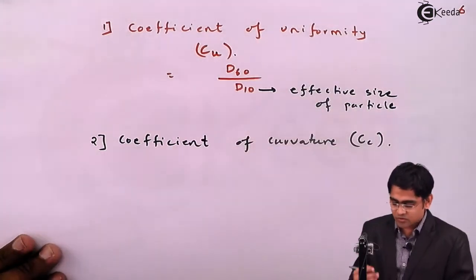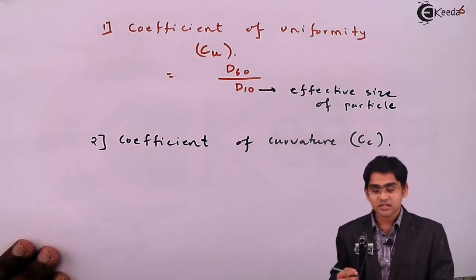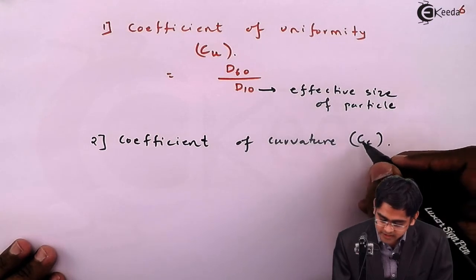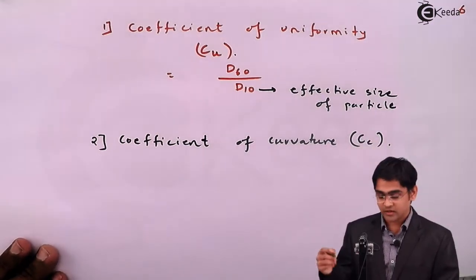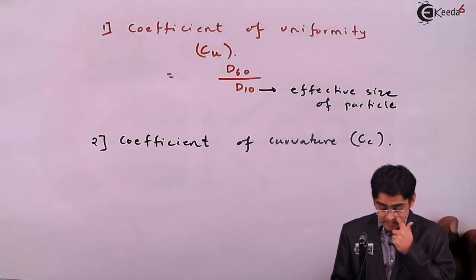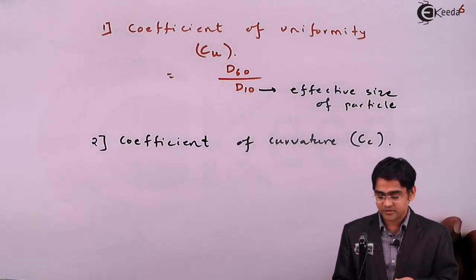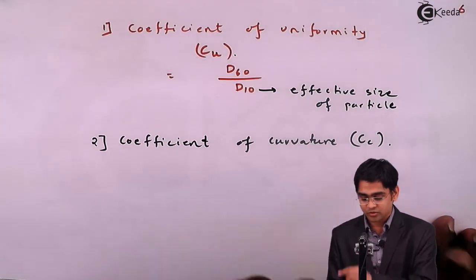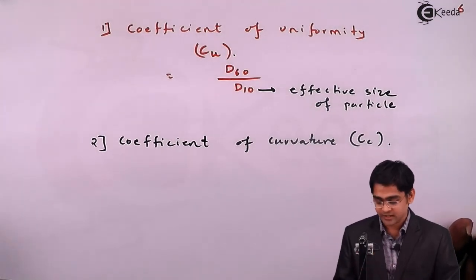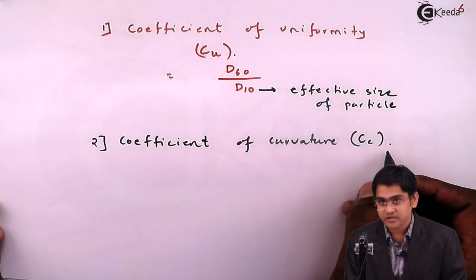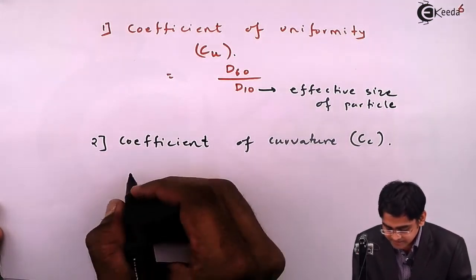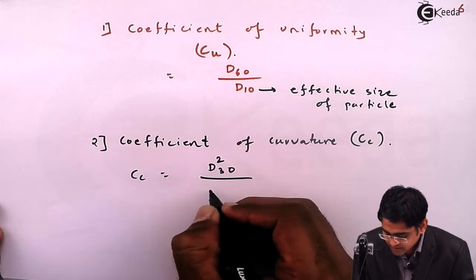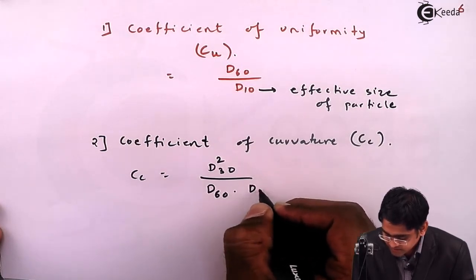So as you go into this geotechnical chapter, you will again come across this particular notation Cc in the consolidation chapter. That's why you need to revise this subject as much as possible, so that you will not get confused between those Cc notations. So here it is coefficient of curvature, Cc. The Cc is nothing but D30 squared divided by D60 into D10.